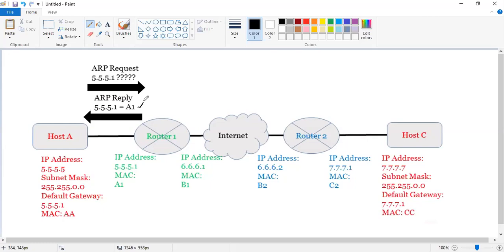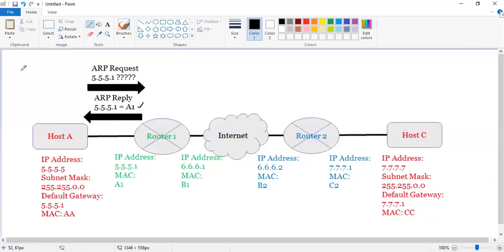Now what will be the next step? What information do I have? First, do I know the source IP? Yes, absolutely, I have the source IP. Do I have the destination IP? Yes, I do. I do a DNS query and I get the destination IP address. This is the destination IP. I have that as well.